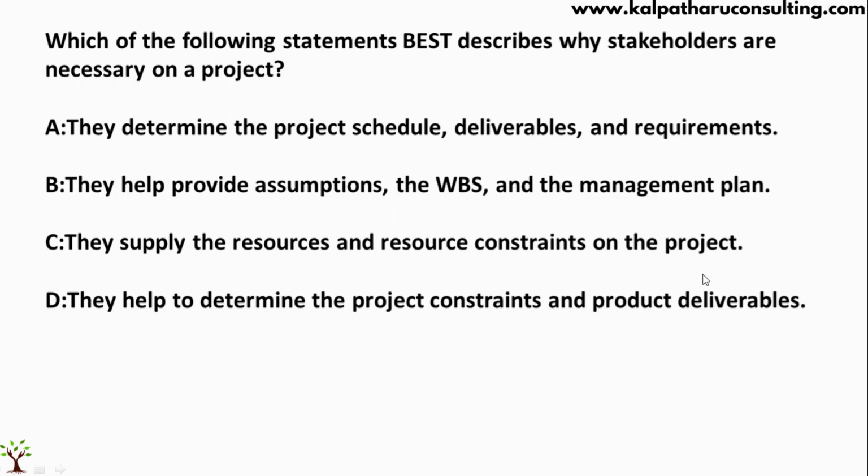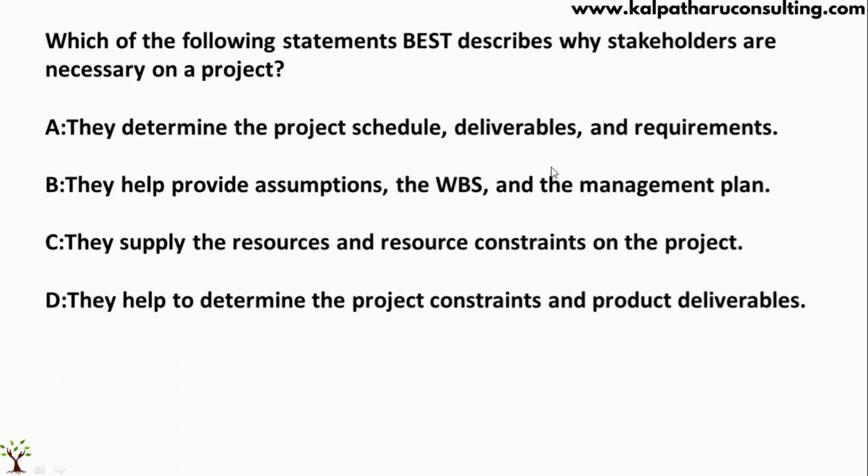See, if you look at all four, each looks like a right option, that the stakeholders are necessary for the project for these reasons, right? But when we are going to answer the question, you have to see which is the closest answer. Sometimes all four may look correct, or sometimes you will be able to narrow down to two. Among that, you need to see which is the closest answer. Now, if you see here, I would go directly to the option. Option D is the right answer, where the stakeholders help to determine the project constraints and product deliverables.